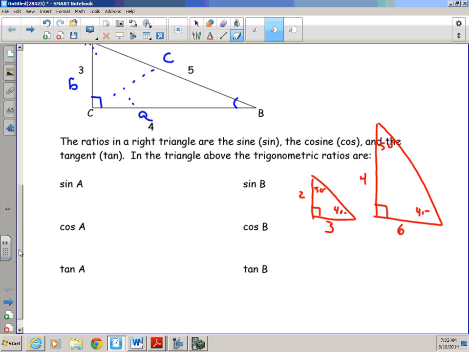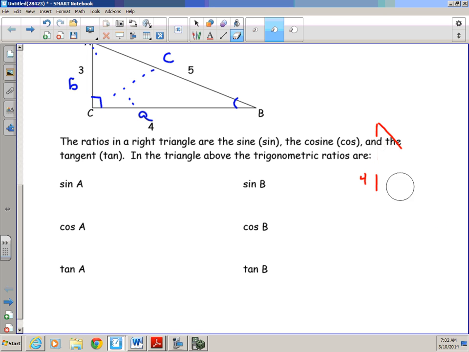Now, why is that important? Because what that allows you to extrapolate and figure out side measures or angle measures as long as you have certain information.